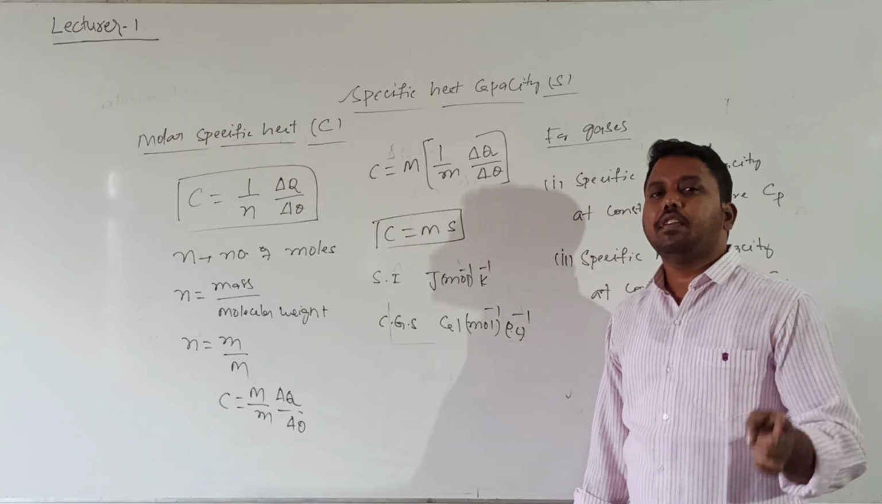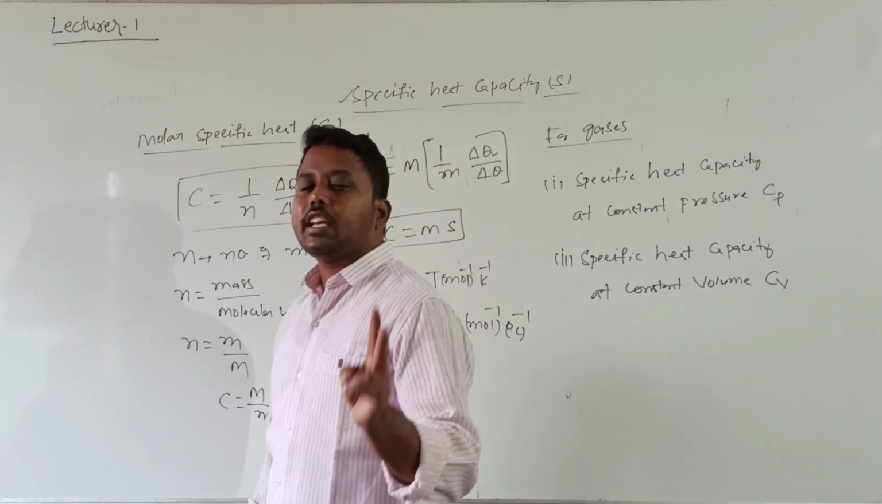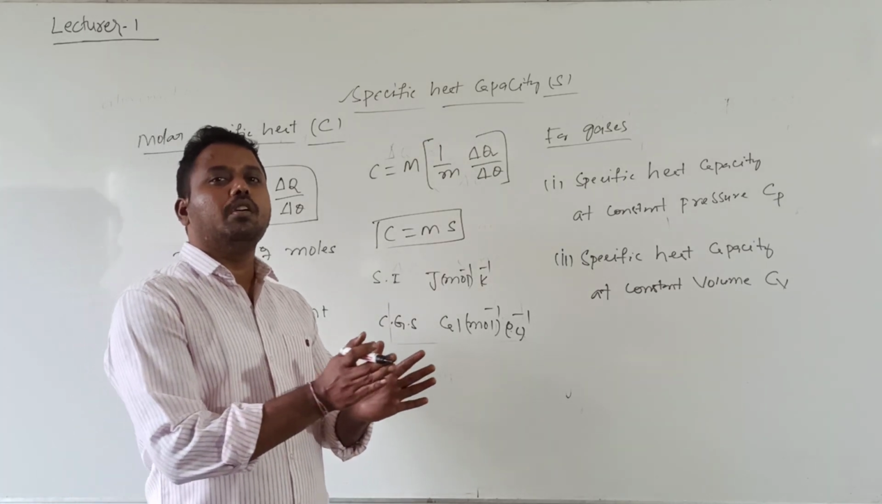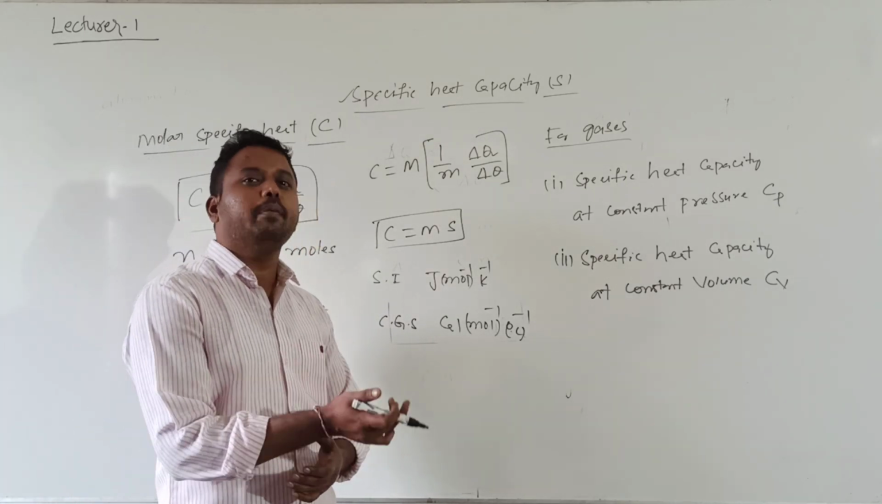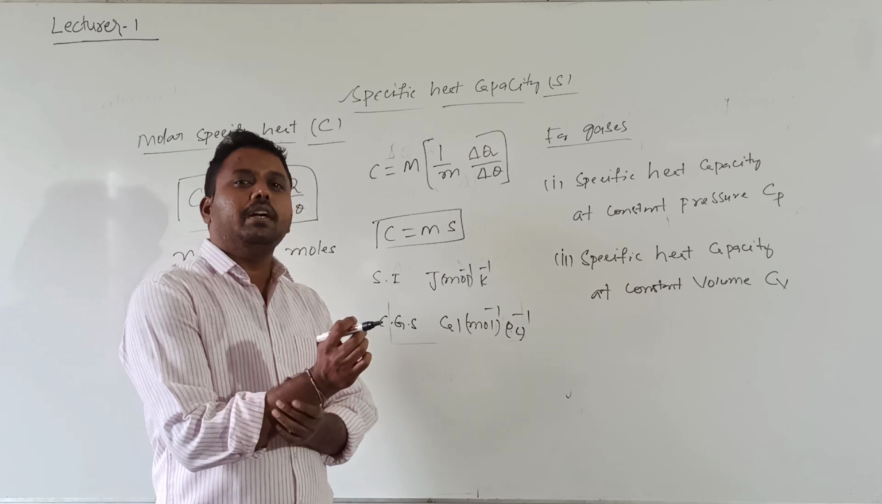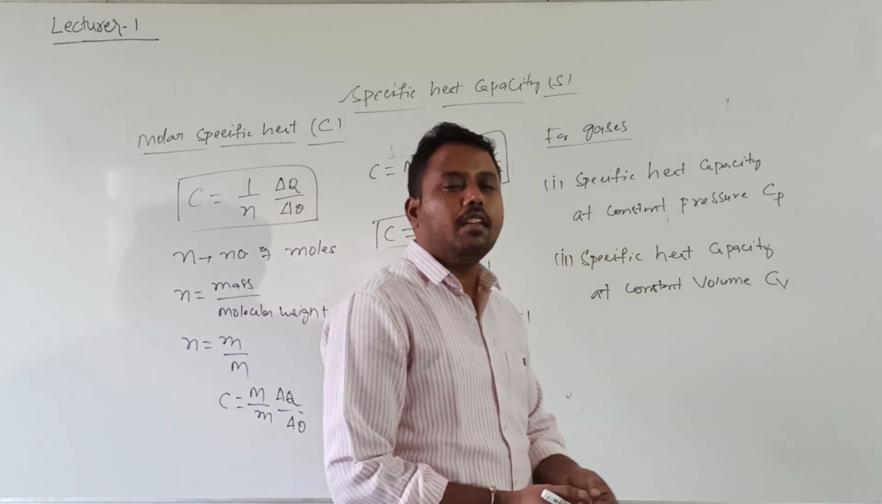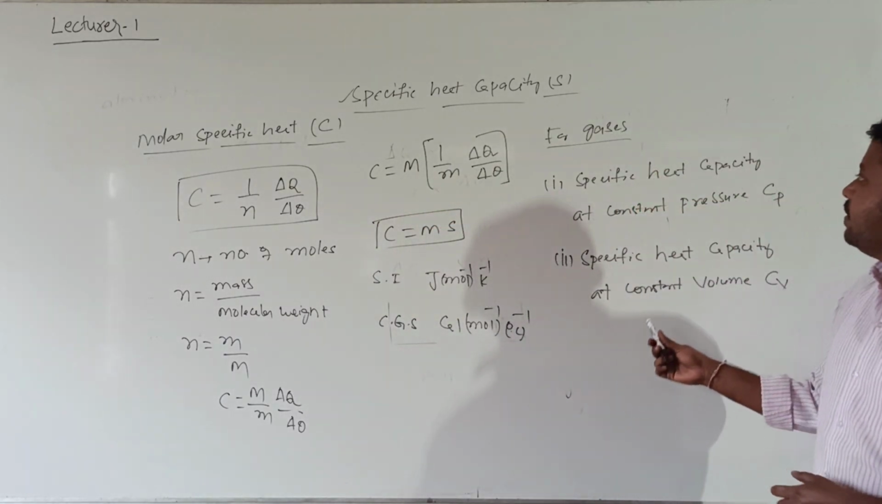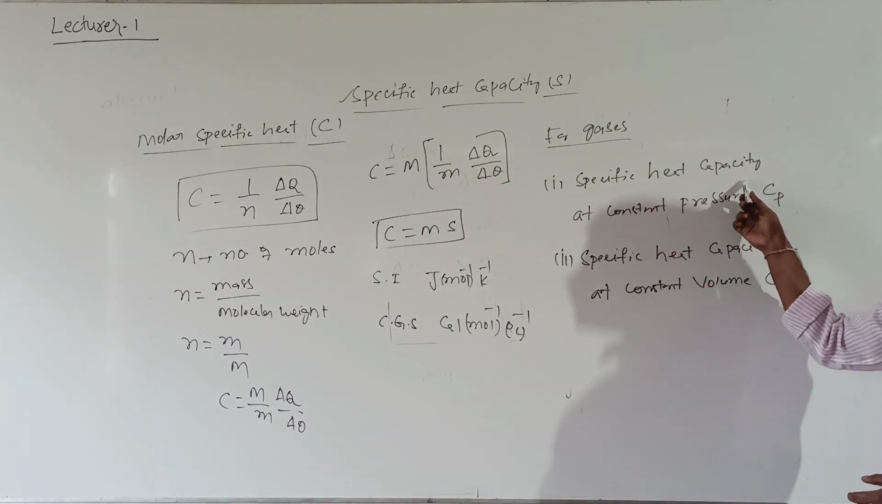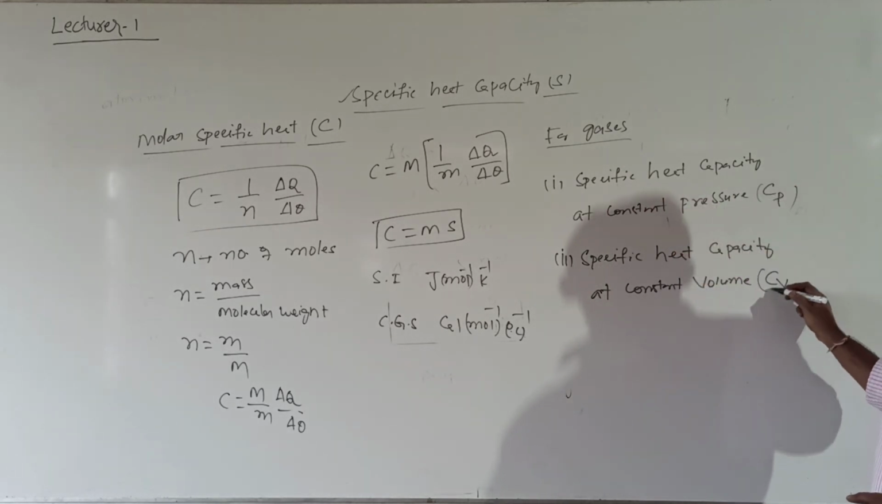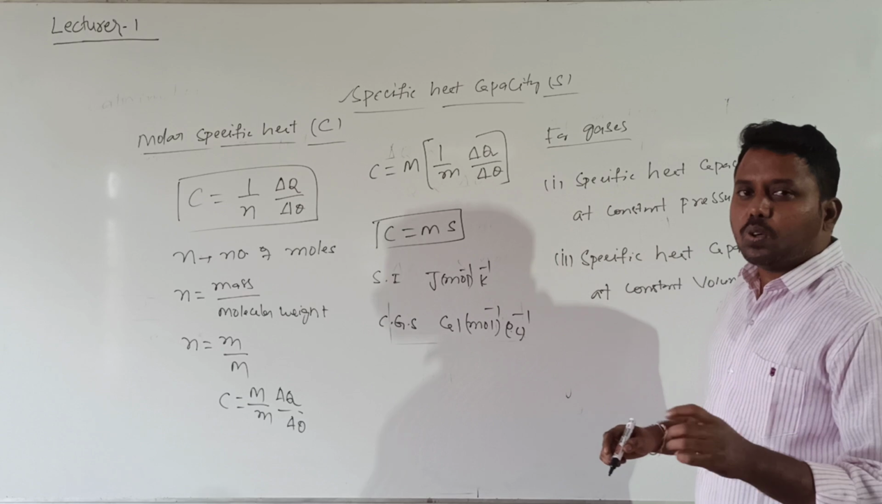Why will gases have two specific heats? Gases can be heated, and when you are heating a gas, pressure also changes and volume also changes simultaneously. But measuring both simultaneously is difficult. To avoid this problem, we keep the pressure constant and supply the heat. That is the specific heat at constant pressure, and the other is the specific heat at constant volume.